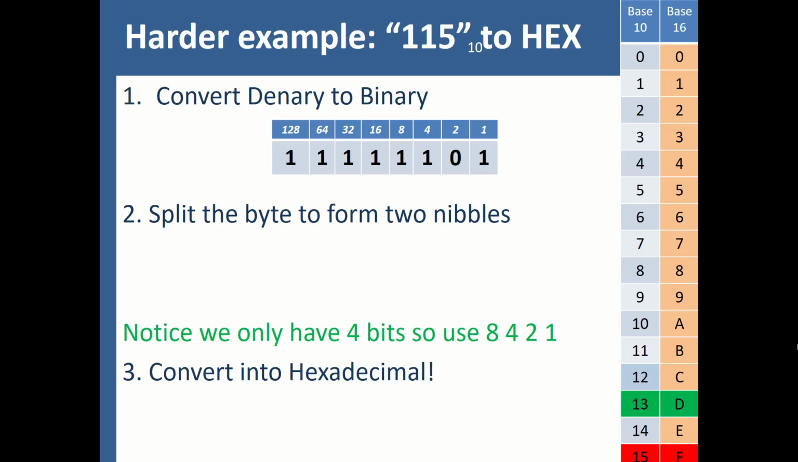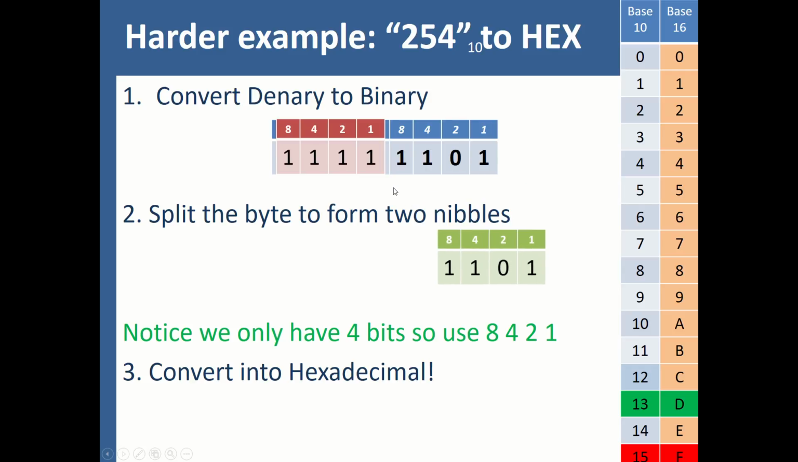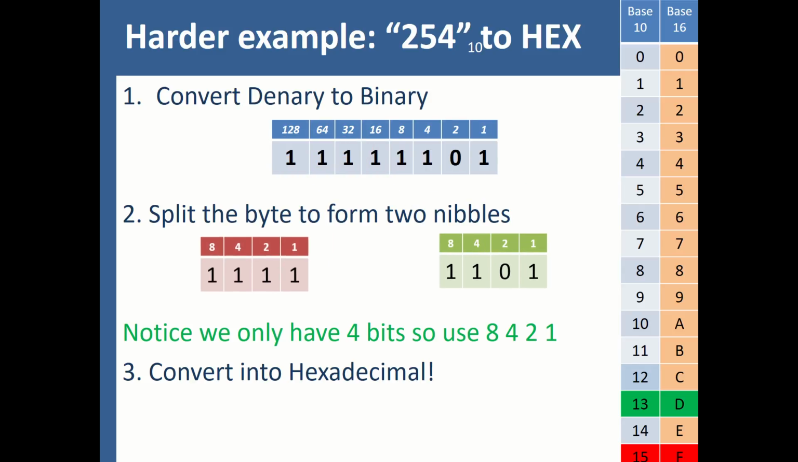Let's try another one. 254 base 10 to hexadecimal. That should have said 254, so that's just been changed. We change that to binary. We split the byte to form 2 nibbles. And you can see we've got 1111 and 1101. Remember, our sequence goes 1, 2, 4, 8, because we never start counting from 16, we always start counting from 1.